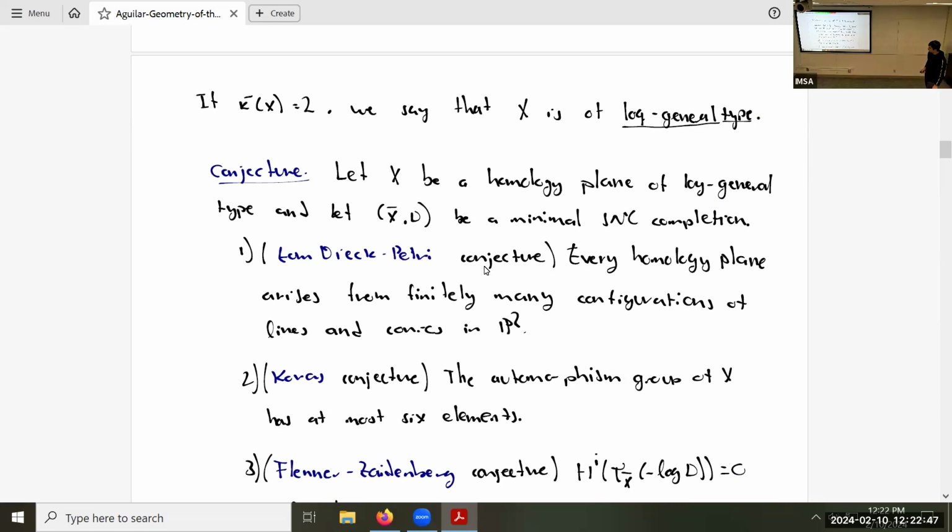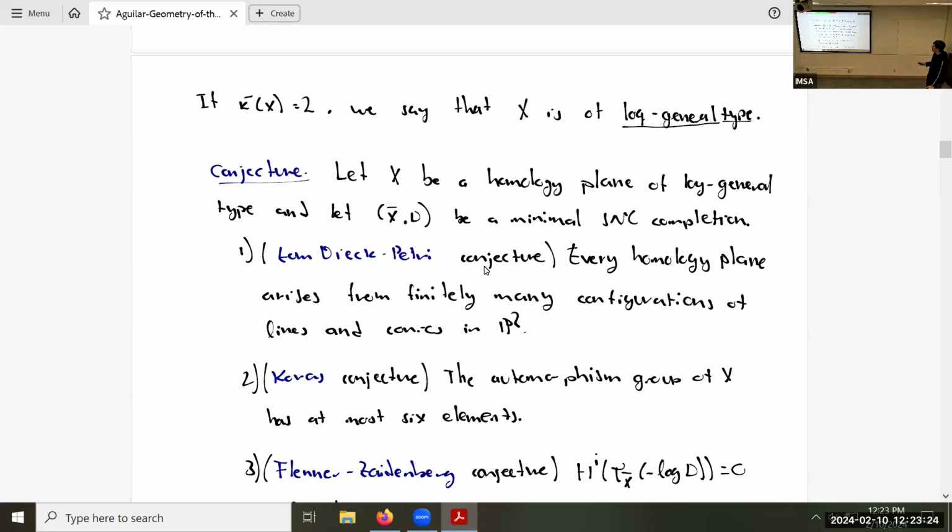And let me say that if this invariant, logarithmic Kodaira dimension, is 2, we say that X is of log general type. So this is the case for the Ramanujam surface that I was telling you. If you compute this invariant, that's going to be 2. And there exists a conjectural complete classification of homology planes of logarithmic general type. So they are actually pretty rigid. They have a lot of properties that conjecturally classify them. So let me go for the conjectures.